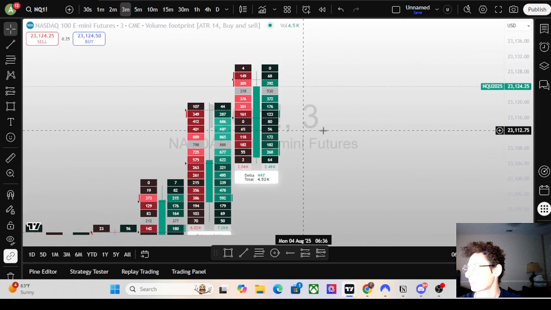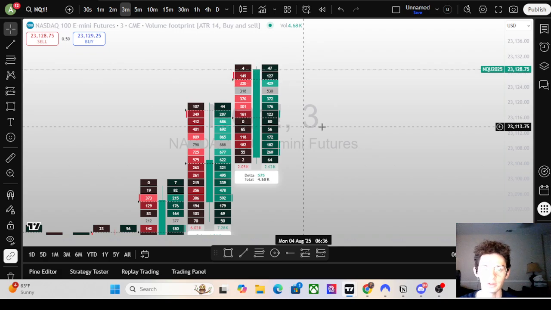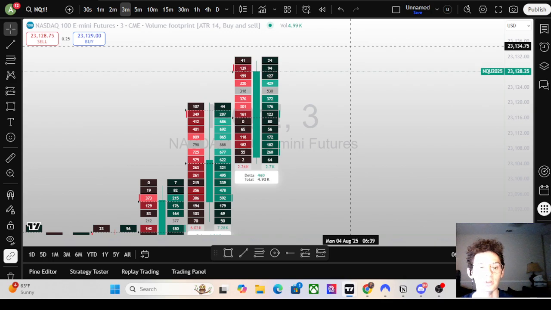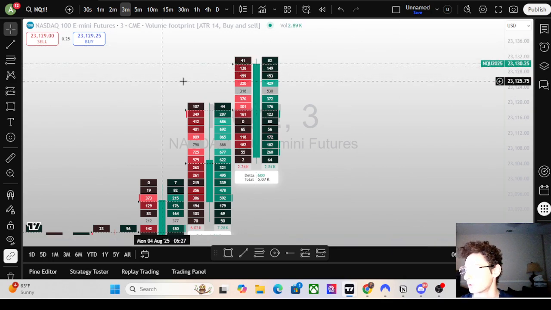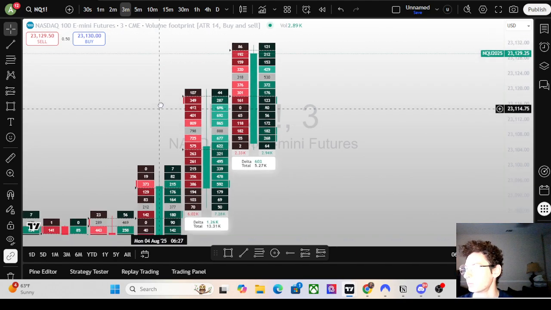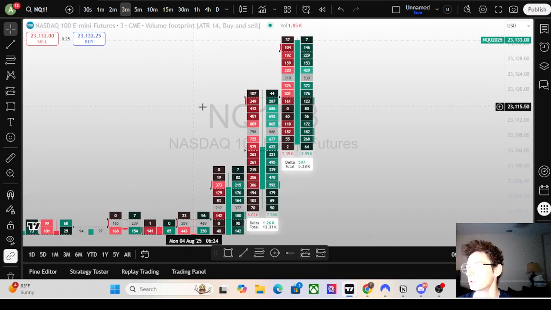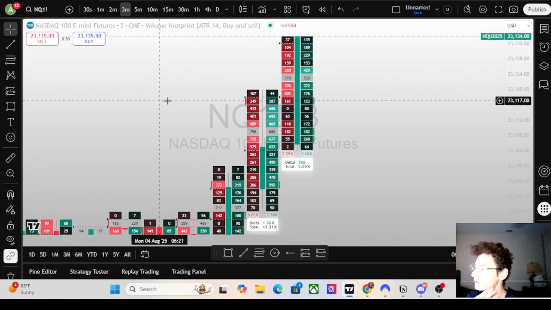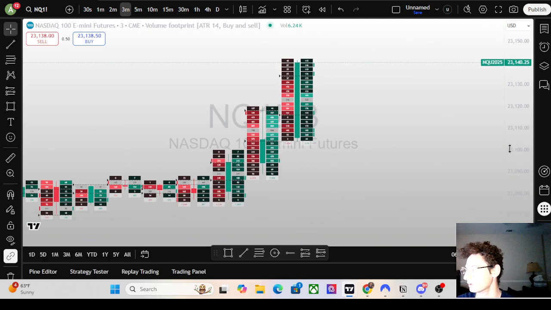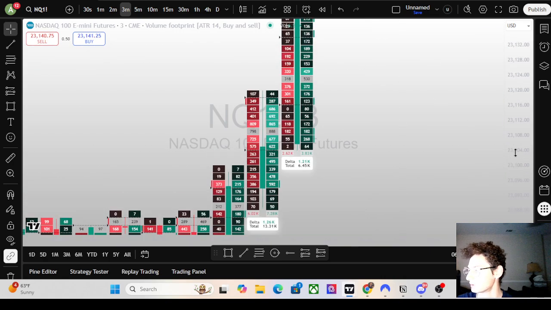So, I'm still trading the same strategy. It is simply just in footprint. Everything is still the same as far as locating areas of interest and so on and so forth, but the only difference is I am going to be using footprint charts for precision.